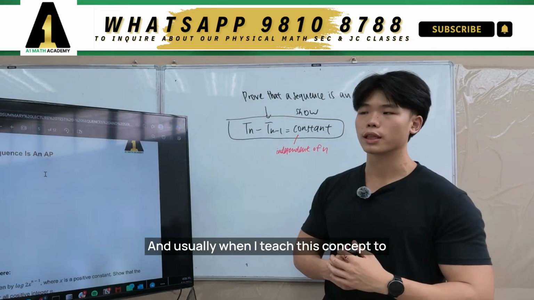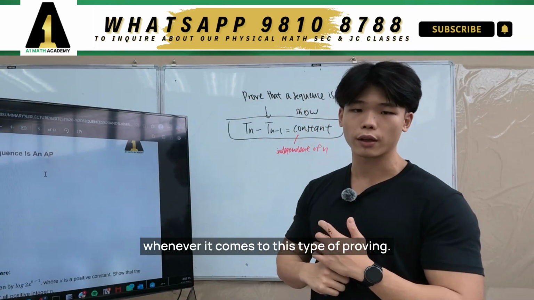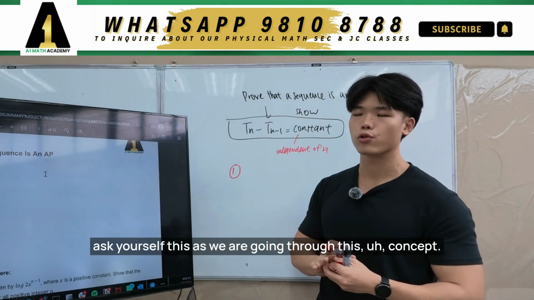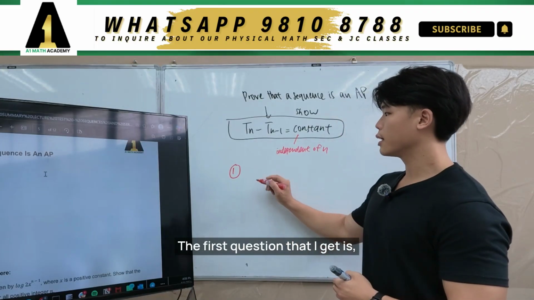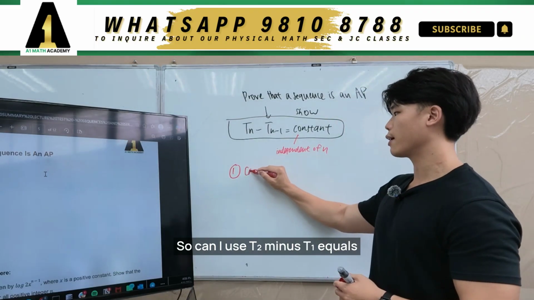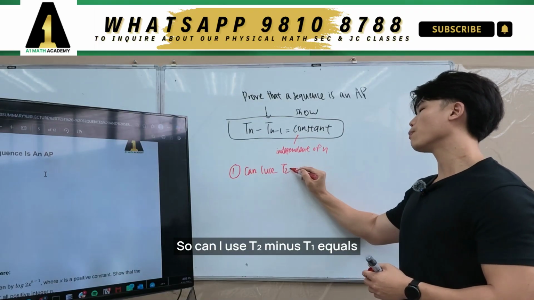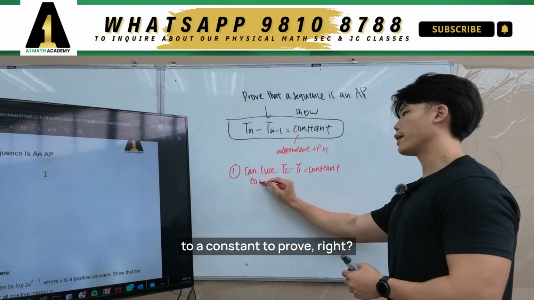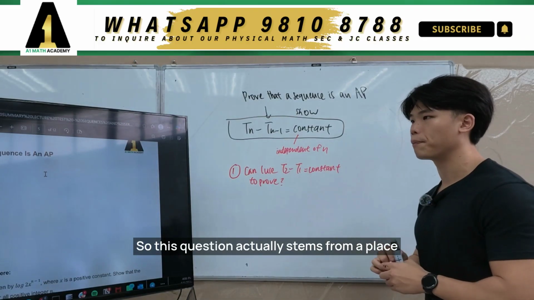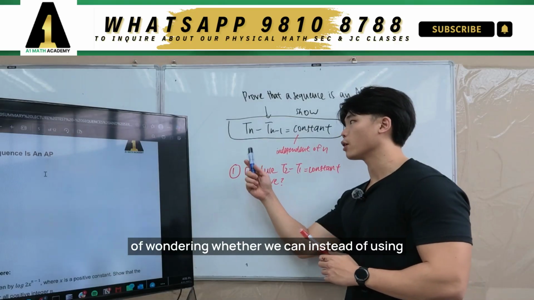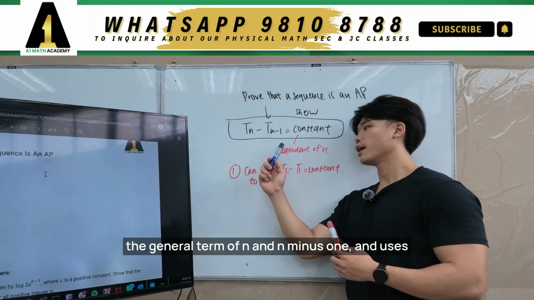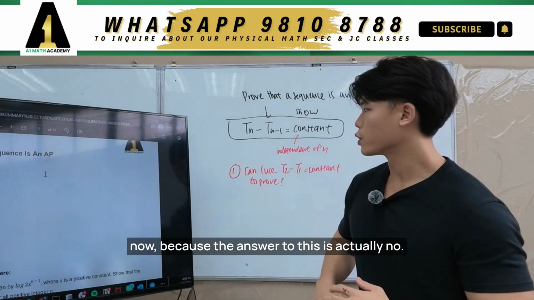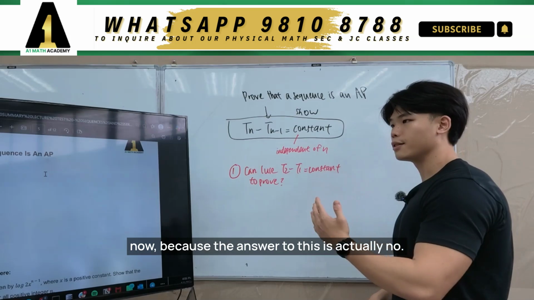And usually when I teach this concept to my students, I get a couple of questions whenever it comes to this type of proving. The first question that I get is, can I use a specific term? So can I use T2 minus T1 equals to a constant to prove? This question actually stems from a place of wondering whether we can, instead of using the general term of n and n minus 1, use a specific case of T2 minus T1 instead. I want you to think about this question right now, because the answer to this is actually no.